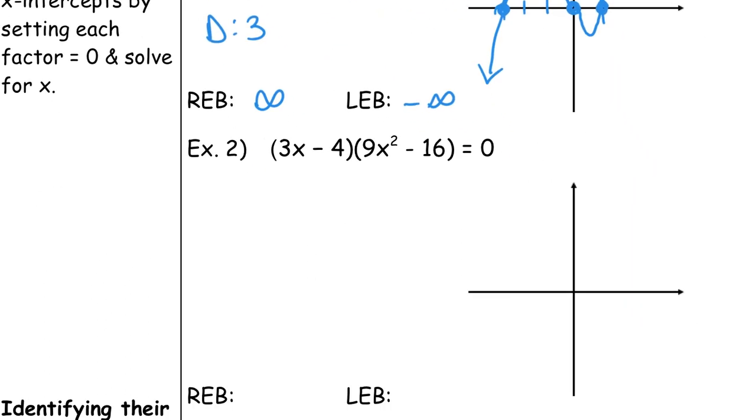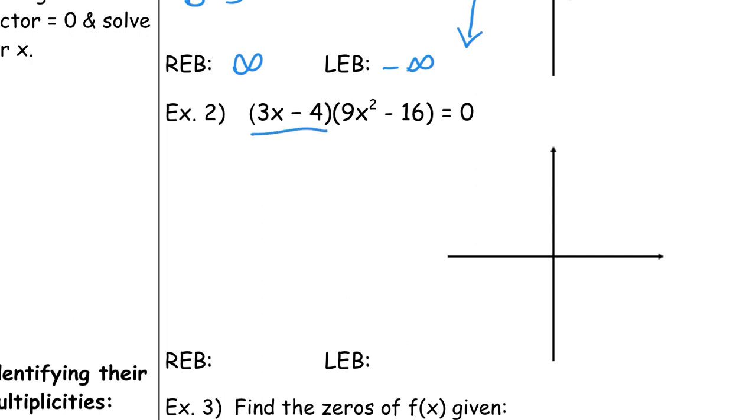Okay, the next one, we have one that's ready. We've got 3x minus 4 equals 0. So x equals what? Be careful. Add the 4, divide by the 3. So I can go ahead and plot that one. Here's 1, here's 2, 4/3 is going to be right there. Now this one I can't graph.